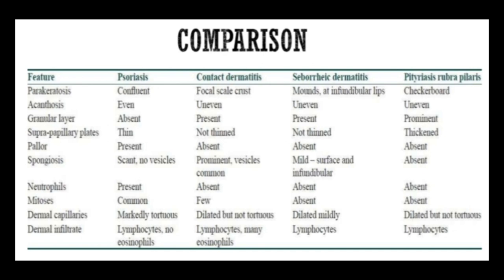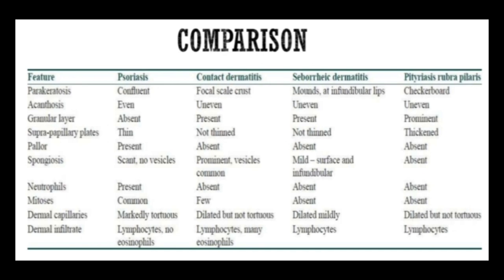Second feature, acanthosis, which is even in psoriasis, however it is uneven in all the other entities. The granular layer is absent in psoriasis and is present in all other entities, like contact dermatitis, seborrheic dermatitis, pityriasis rubra pilaris, and it is very prominent in pityriasis rubra pilaris, particularly in the interfollicular epidermis. Next feature, suprapapillary plate, which is thin in psoriasis and thickened in pityriasis rubra pilaris, and normal in contact dermatitis and seborrheic dermatitis. Pallor of the upper epidermis is present in psoriasis, however it is absent in all other entities.